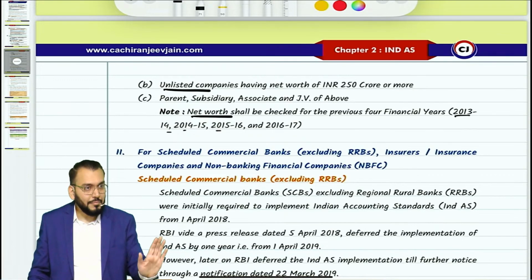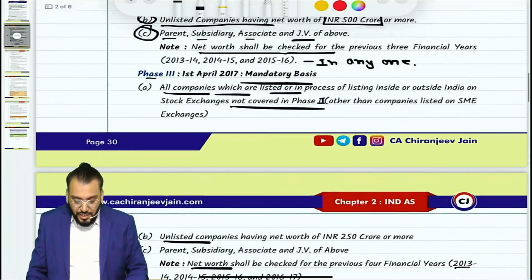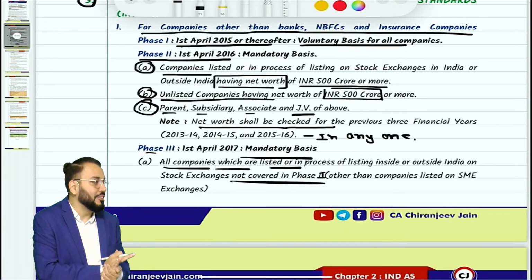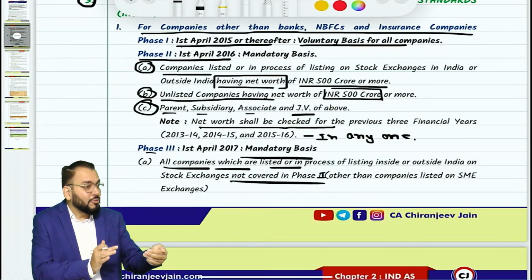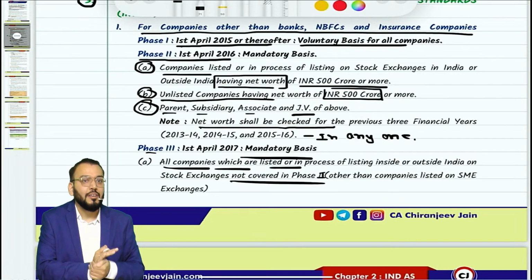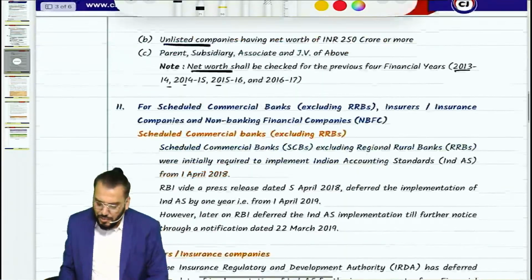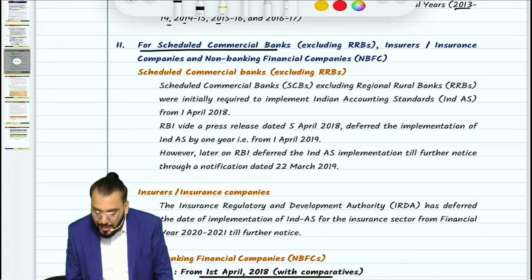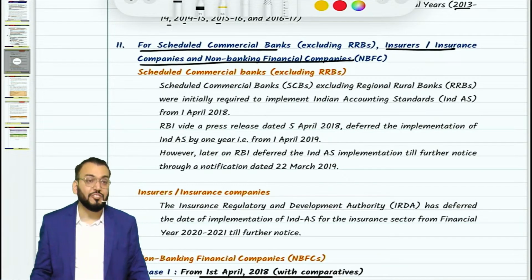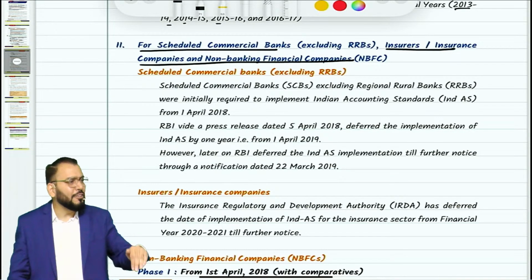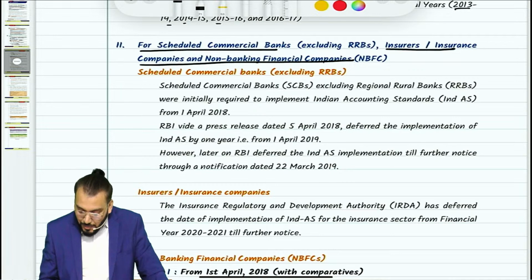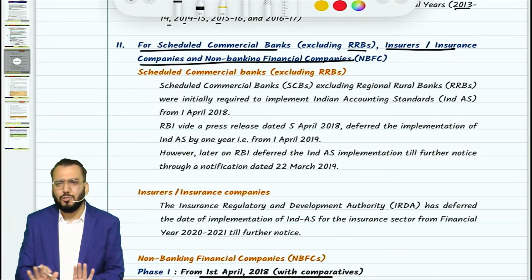Got it? Understood? So you can see we have now understood for those companies which are not banking companies, insurance companies and NBFC. Means we have understood that for banking companies, insurance companies and NBFC a different roadmap was given. So let us now discuss scheduled commercial bank, insurance company and non-banking financial company. Scheduled commercial bank. So when I say scheduled commercial bank, of course it will be excluding RRB. RRB means regional rural bank. So for regional rural bank, this roadmap is not applicable.